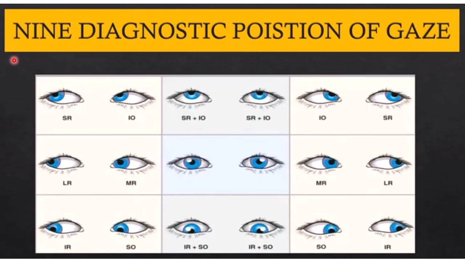Now, those were the 6 cardinal positions. These are the 9 diagnostic positions in which 3 more have been added, the primary position, the elevation and the depression, right? So that becomes 9 diagnostic positions of gaze. Now, in the previous class, we discussed the anatomy and the action. Now, let's watch a short video of the action of the superior rectus and the inferior rectus and the oblique muscles, because they are slightly complicated when compared to the horizontal recti.